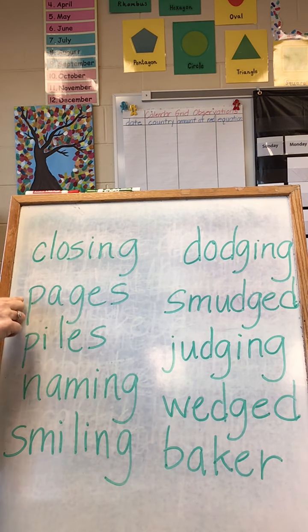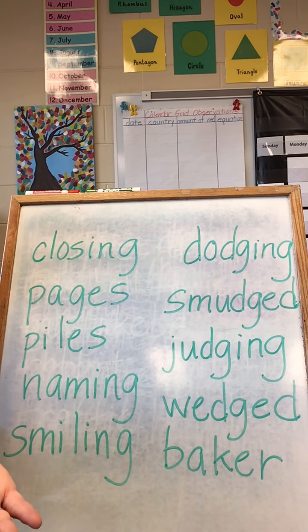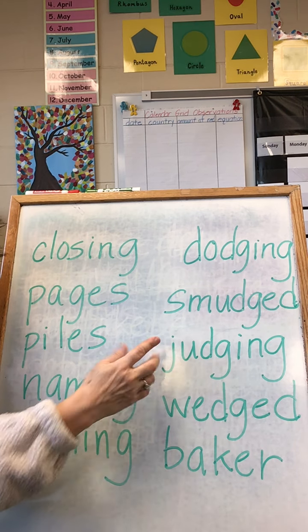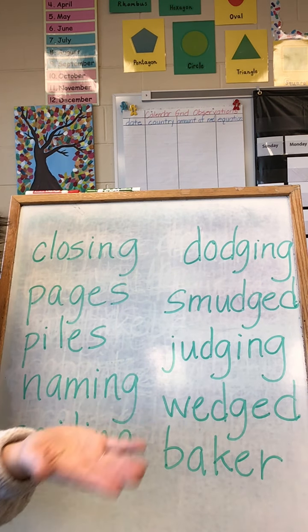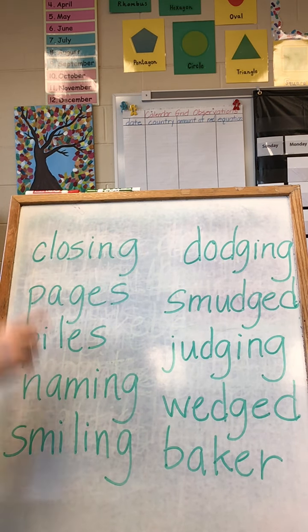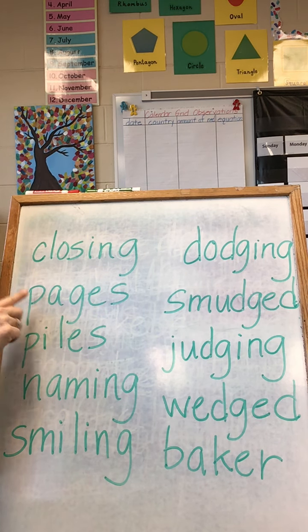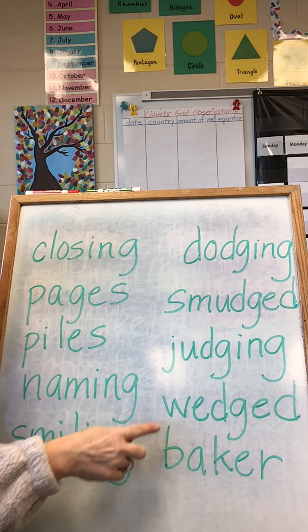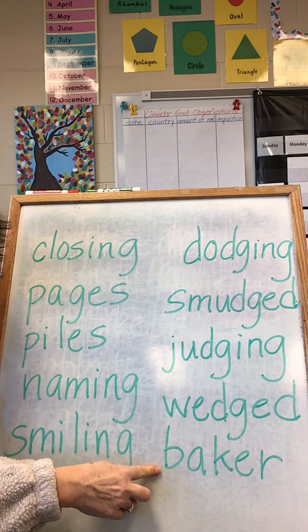Okay, so repeat after me. Closing, pages, piles, naming, smiling, dodging, smudged, judging, wedged, and baker. All right, now let's say them together. Closing, pages, piles, naming, smiling, dodging, smudged, judging, wedged, baker.